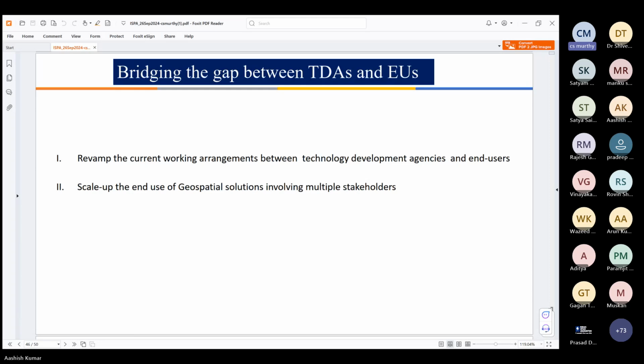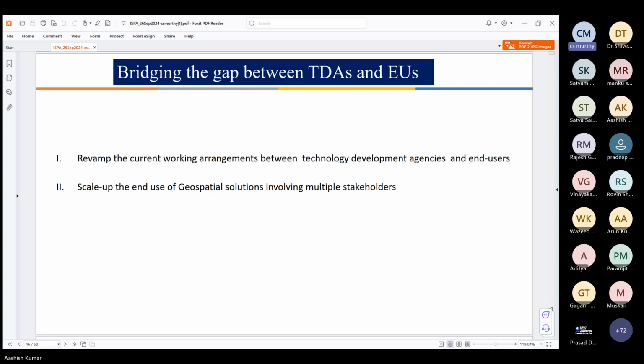So how do we bridge the gap between the TDAs and EUs? I think this itself requires very detailed noting. It's very difficult for me to make such detailed noting because I am also not very competent to do so, but some observations I have put in this presentation on the basis of my interface with the ministries, industry and other agencies in the country.